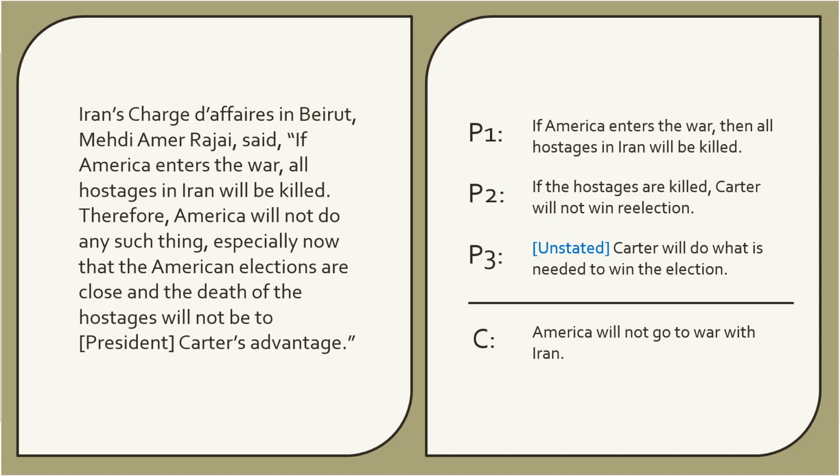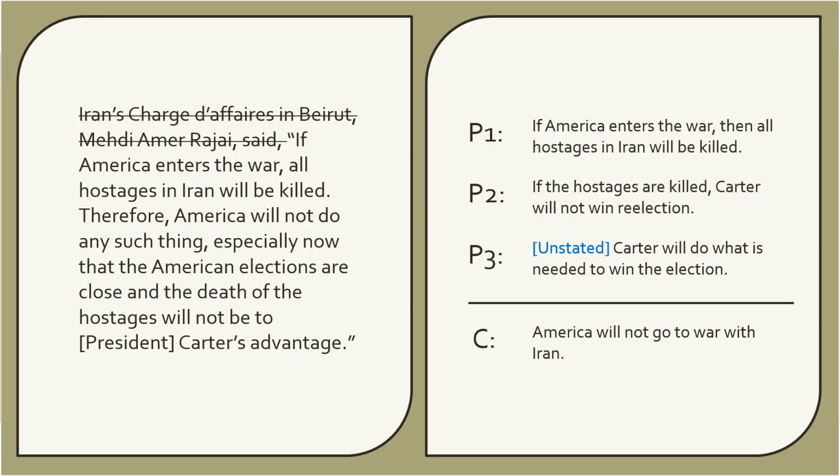So if America goes to war, hostages die. If the hostages die, Carter's not going to win re-election. Carter wants to win re-election, therefore we don't go to war. That's a clear, concise, and very useful reconstruction of the argument. And again, notice what we have, three premises listed in order with a conclusion at the end and a line to separate the two.